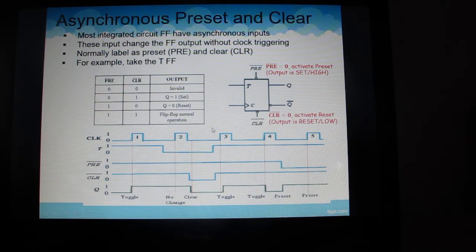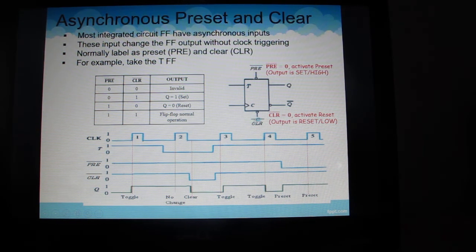Alright, so the synchronous preset and clear. Before this, we learned about the timings. Timing signals for the flip-flop come in two types. First is synchronous, second is asynchronous. For asynchronous, they have preset and clear.